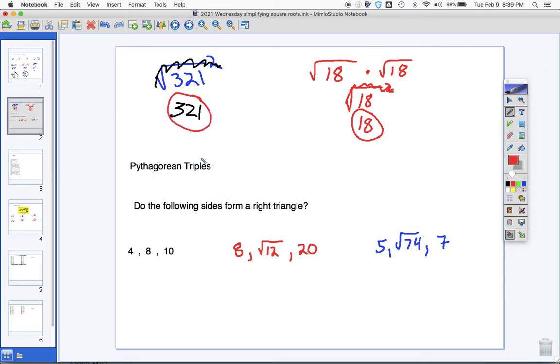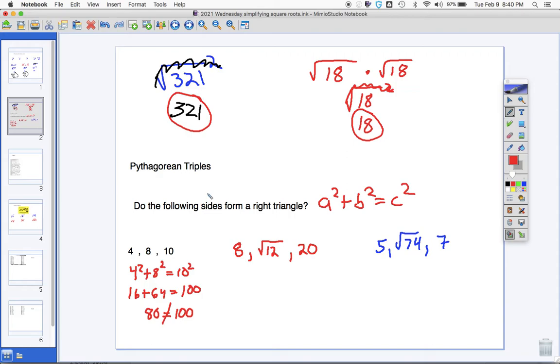So here let's take a look at Pythagorean triples. We know how to prove whether or not something is a right triangle because a squared plus b squared does in fact equal c squared. So I can prove that right away with this first one, whether or not it's a right triangle. So 4 squared plus 8 squared equals 10 squared. Remember, the biggest number is always c, no matter where it is in the 3 numbers. So this is my c. So that's 16 plus 64, which equals 100. And 16 plus 64 is 80. And right away, this is not a right triangle because 80 does not equal 100.